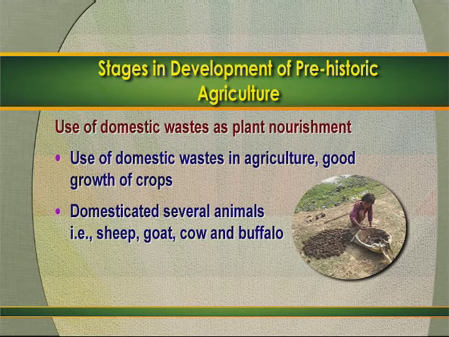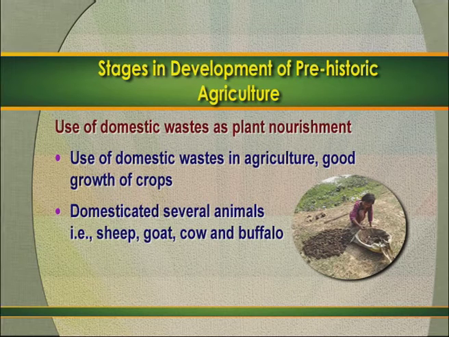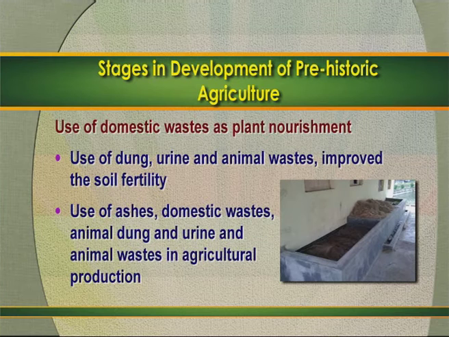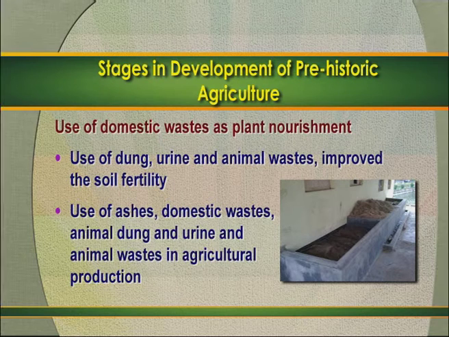Then the next stage in the development of agriculture during the prehistorical period was the use of domestic waste as plant nourishment. When they used to throw the waste, the growth of the plants was very good. They might have observed that, and at the same time they also started domesticating animals like sheep, goat, cow and buffalo. The use of dung, urine and animal waste improved the productivity of the soil. They improved the soil fertility with the use of ashes, domestic waste, animal dung and urine.